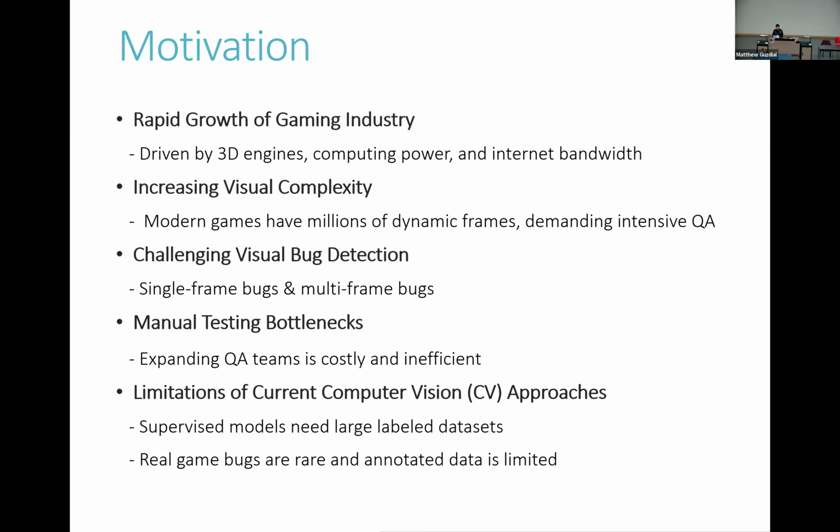The supervised computer vision model is a potential solution for game bug detection, but this supervised model needs a large labeled data set. However, real game bugs are rare and the annotated data is limited. So that's why we need to develop a data-efficient and scalable method to do game bug detection in video games.